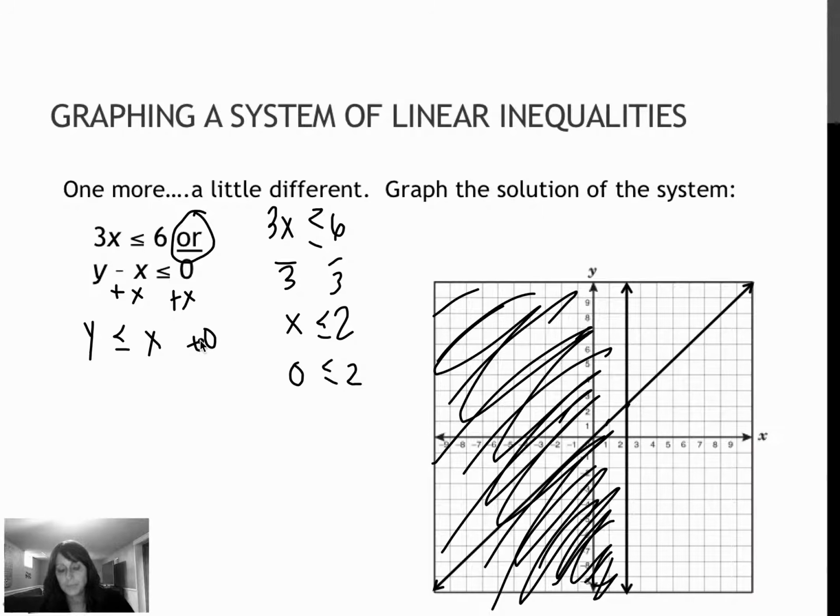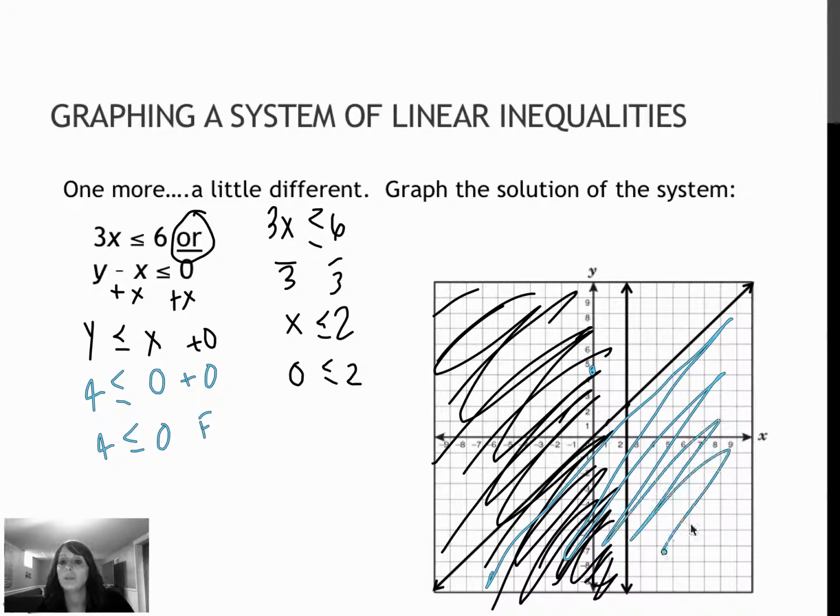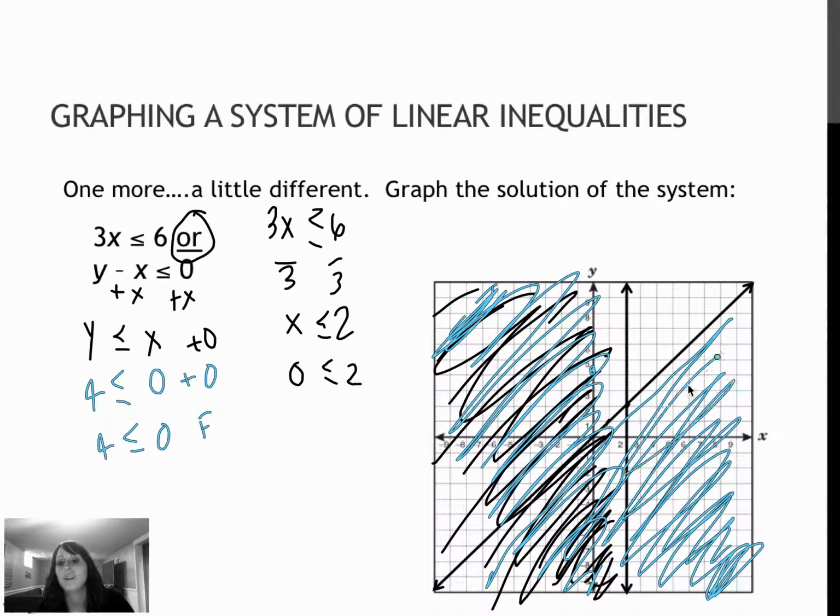And on the second one, if I used not 0, 0, let's say I used 0, 4, I would get 4 is less than or equal to 0, which of course is false. So I should not shade this one towards 0, 0, so I would shade below. And because it's an or, it's actually all of this and all of this. So the only part not shaded is this region up here at the top. So that's the difference with the or, is it could be this one or this one.